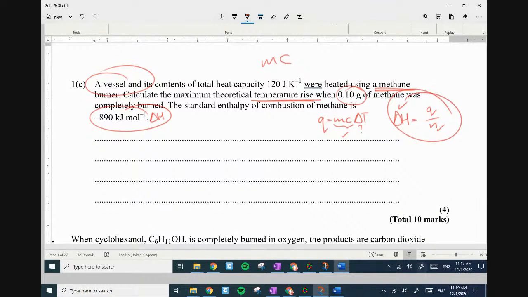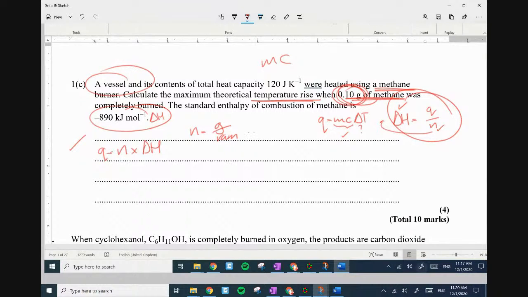Reorganize that for Q. My first mark will be that reorganization. So I'm going to bring the n over: Q equals n times delta H. Now I've got my equation, that's 1 mark. I need to work out the moles. I had 10 grams of methane. Number of moles equals grams over Mr.